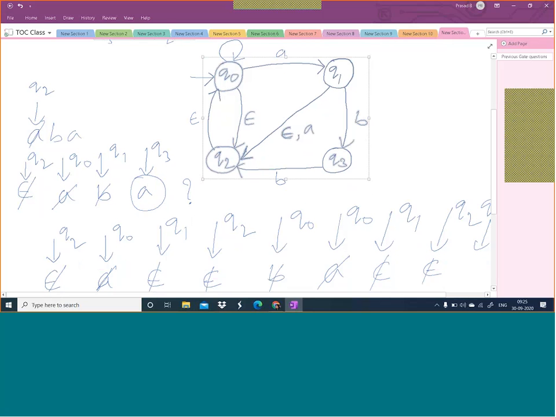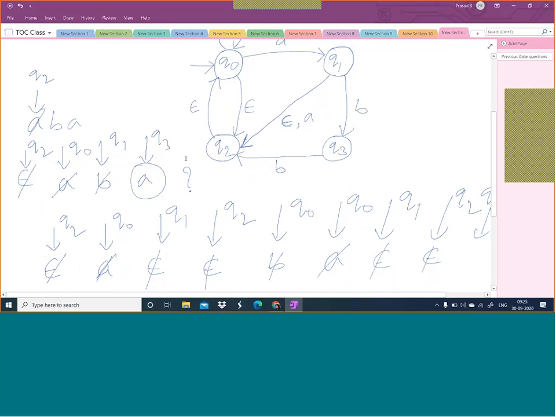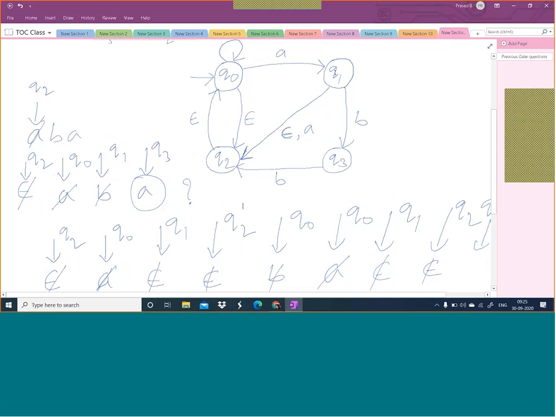Now Q2 on epsilon Q0, Q0 on A. You can see Q0 on A, it is Q1, Q1 on epsilon Q2, Q2 on epsilon Q0. Now Q0 on B, Q0 on A, Q1. So finally the machine can reach Q1 and it can stop here. It can stop in this, or it can go freely. It's a free move because epsilon is there.